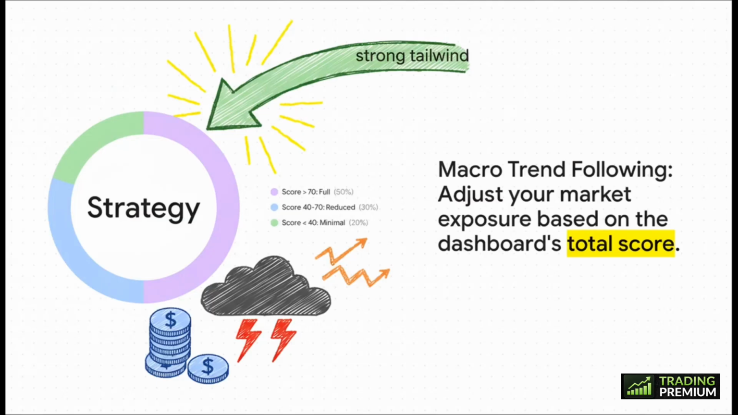And all of this information funnels down into a super simple, actionable strategy. The dashboard gives you that final score out of 100, and you can just adjust your risk based on it. If the score is over 70, that's a green light. The macro trend is at your back, time for full exposure. Between 40 and 70, maybe ease up a little. And if it's below 40, the market is flashing warning signs. It might be time to take cover in stablecoins and just wait for a better opportunity.